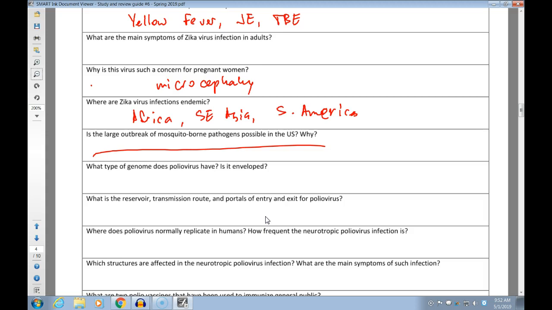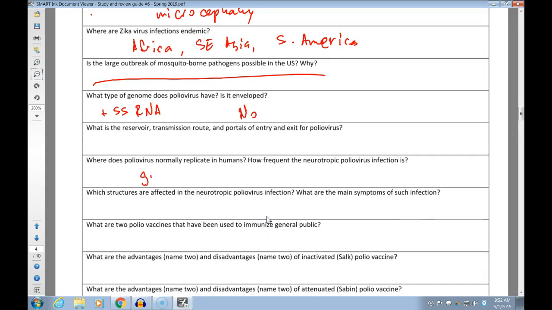Conditioning. Polio virus, positive single-stranded RNA. It's not enveloped. Reservoir, transmission route, and portals of entry exit. Reservoir, soil and water. Transmission route, fecal oral. Entry, mouth. Exit, anus. Clear, right? Poliovirus normally replicates in the gut. Neurotropic poliovirus infection is rare. 1 per 100 or 200.